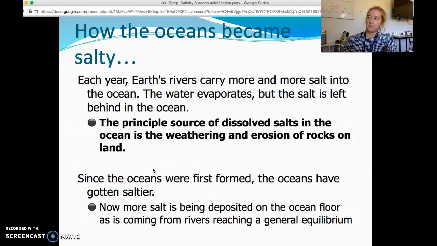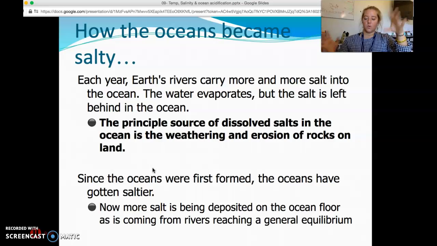So maybe you've thought about this, maybe you haven't, but let's talk about it. How did the oceans become salty? What happened to make them salty? Here it is. So over the history of the Earth, each year, Earth's rivers carried more and more salt into the ocean. The water evaporates, but the salt is left behind in the ocean. So we know our water cycle is cyclic, so the water moves and it doesn't have a clear path. It doesn't always go from the ocean to the air or vice versa. It can flow around in the system, but our water molecules are constantly recycled is the moral of the story.